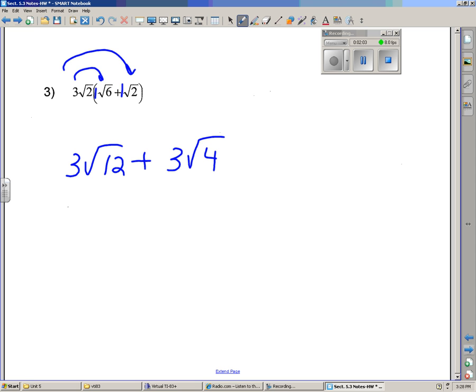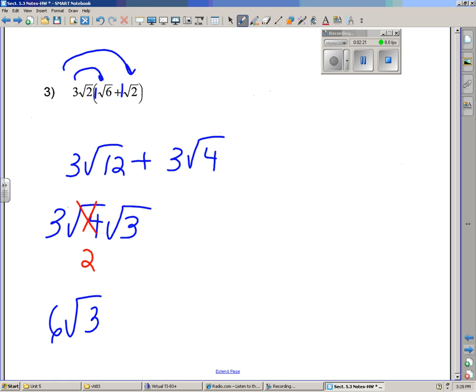Well, it turns out that radical 12 is not a perfect square, but it can be broken down into radical 4 times radical 3. If we just stick with this for right now, the square root of 4 is just 2, which means that 3 radical 12 turns into 6 radical 3.